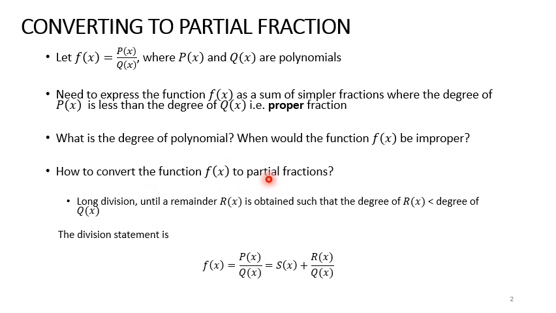So how do we convert it into partial fractions first? We need to use the technique of long division until a remainder r is obtained such that the degree of the polynomial r is less than the degree of the denominator q(x). So we can write down the division statement as given here. Given a function f(x) equal to the fraction p over q, if you break down this p over q by long division, you shall get a polynomial s plus the polynomial r divided by the original denominator. So we shall do that in the next example.